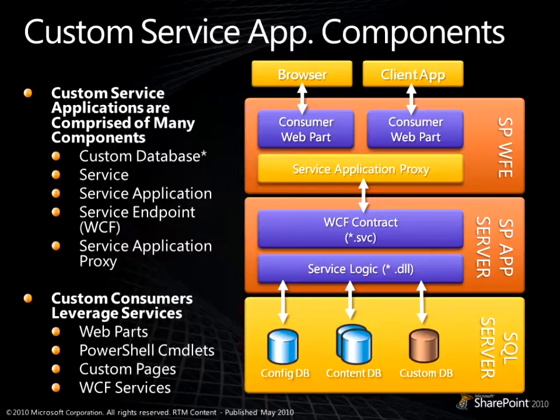The service application proxy is installed on each web front-end server of the farm. The proxy is responsible for calling the WCF interface on the application server. It works kind of like a gateway to access different services. And as a final step, we need to write the actual consumers of the service. These can be anything: web parts, cmdlets, custom ASPX pages, or even other WCF services. It actually doesn't matter. The consumer is some component which wants to consume the functionalities provided by the service application.